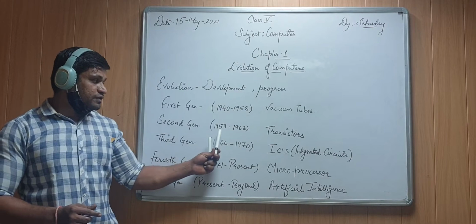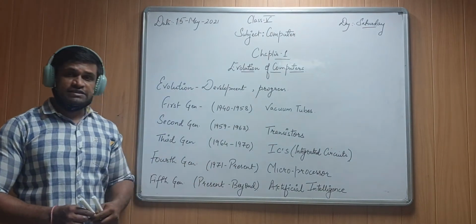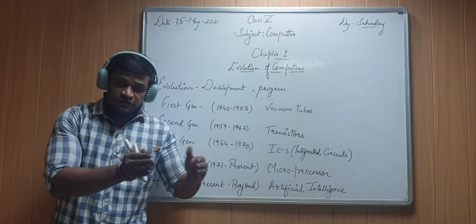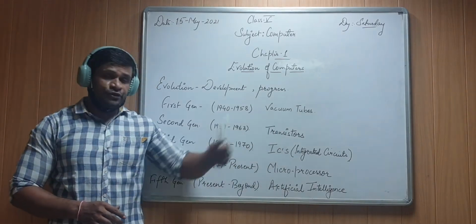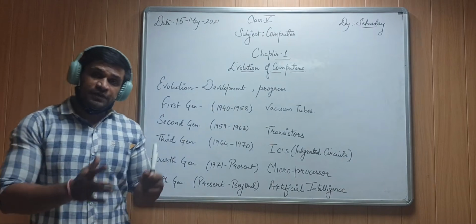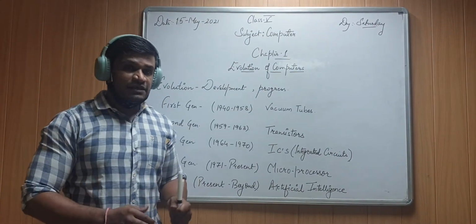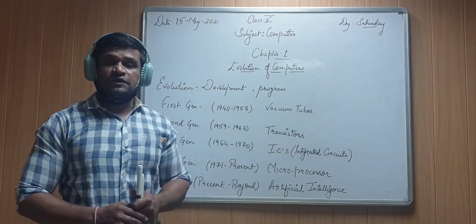Second generation computers, which were from 1959 to 1963, used transistors in place of vacuum tubes. They were smaller in size in comparison to vacuum tubes. They used less electricity. They generate less heat in comparison to the first generation computers.